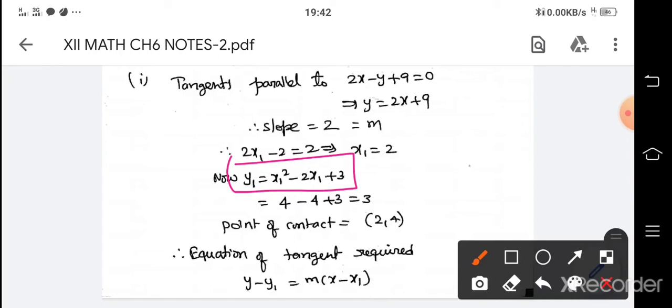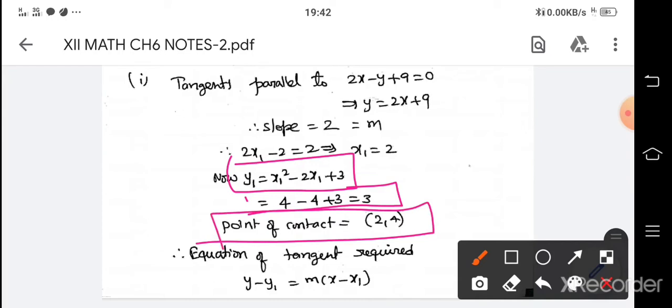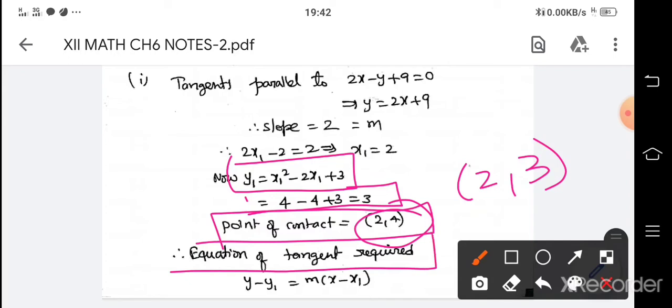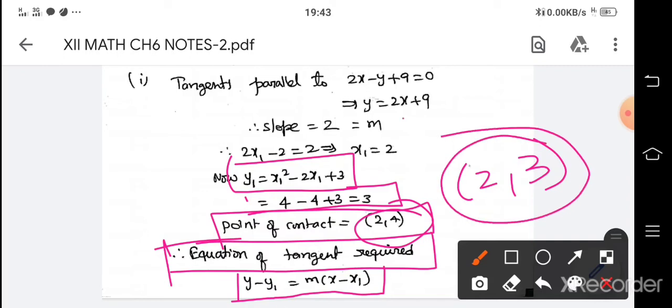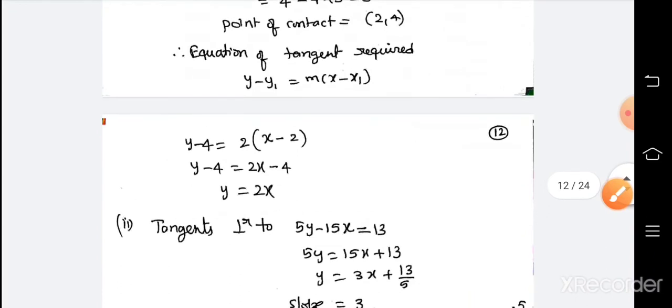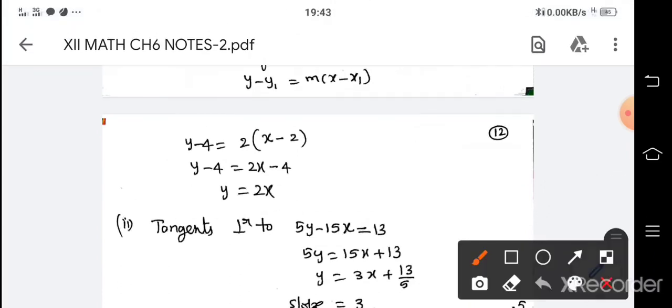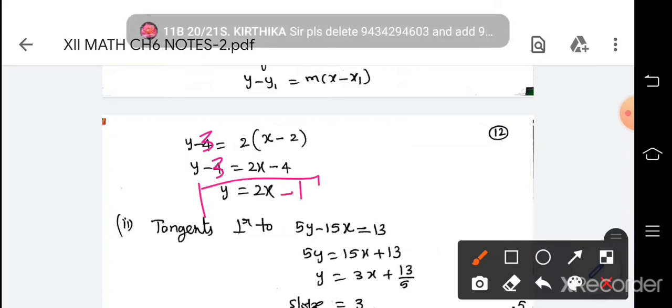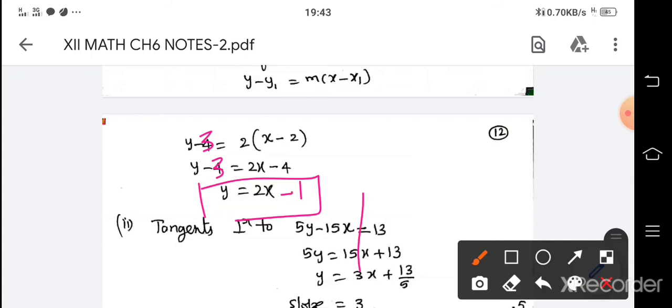y1 is equal to x1 square minus 2x1 plus 3, substitute it. That is the point of contact, 2 comma 3. It is 2 comma 3, not 2 comma 4. This is also one more mistake, it is 2 comma 3. So equation of a tangent required is y minus y1 is equal to m into x minus x1. Substitute the 2 comma 3 as well as the slope, you get the equation of the tangent required. Okay, this is 3, this is 3. So you get the answer: y is equal to 2x minus 1. Okay, next.